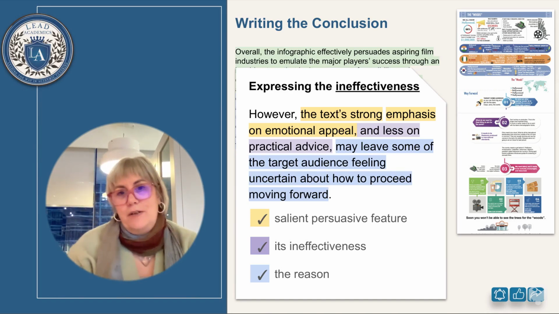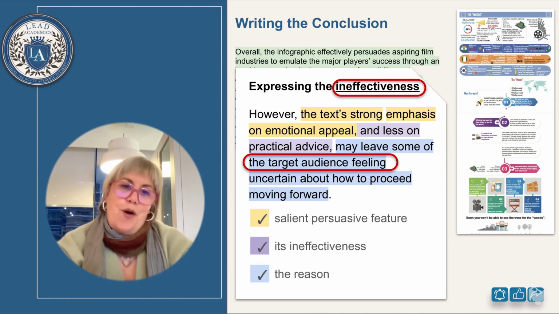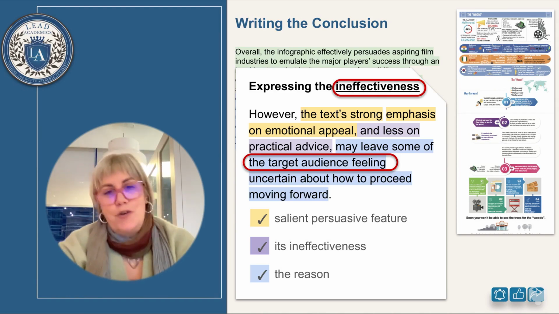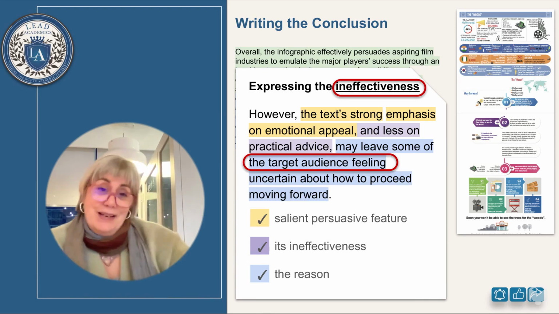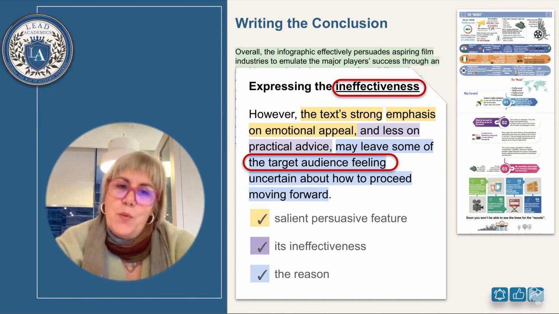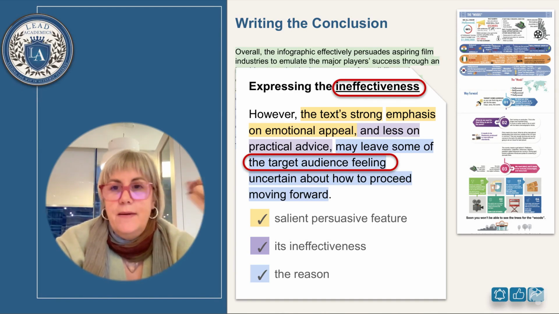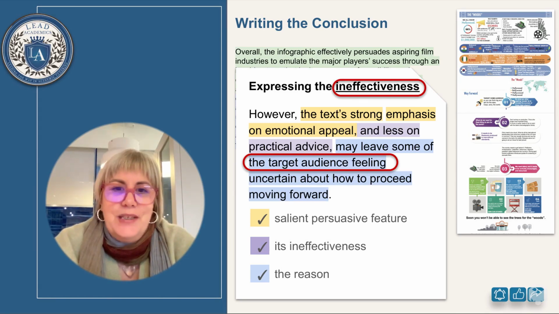So that would be the ineffectiveness. That some of the target audience are not persuaded. It's not a critique on the infographic, whether they did a good job or not. We know they did a good job because it was effective. But some people within that target audience were not persuaded. And that's the ineffectiveness. And we've stated it here.